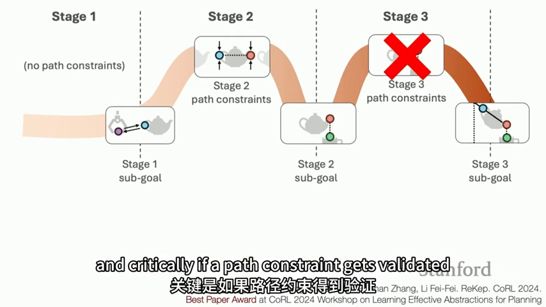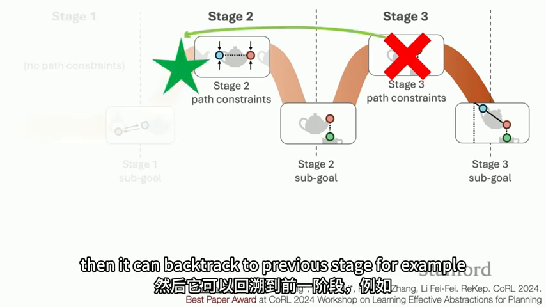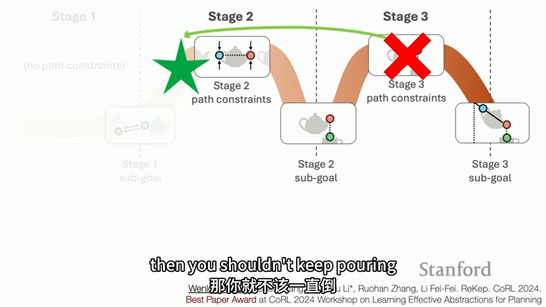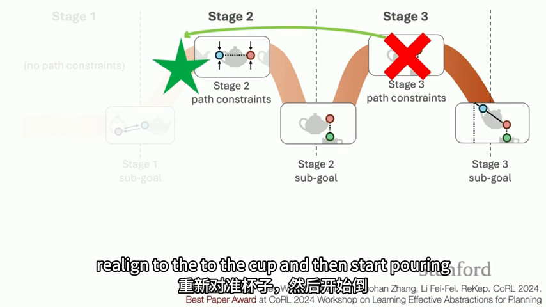And critically, if a path constraint gets violated, then it can backtrack to a previous stage. For example, if you move the cup away, then it shouldn't keep pouring. You should keep it upright again, realign to the cup, and then start pouring.